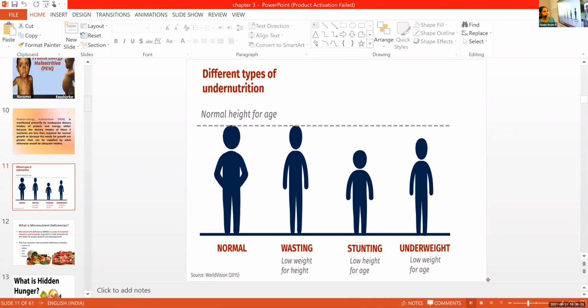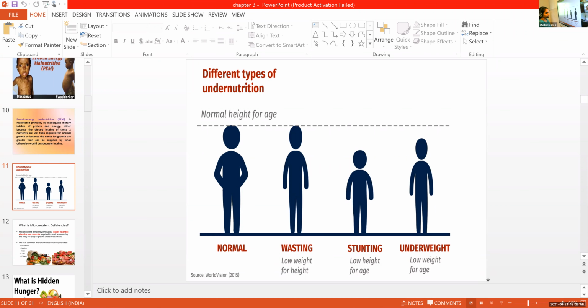Reina, can you summarize these three terms from the slide itself? Make it a sentence. Wasting means low weight for the height. The height is proper, but the weight is not proper. Stunting is low height for age. Underweight is low weight for the age.